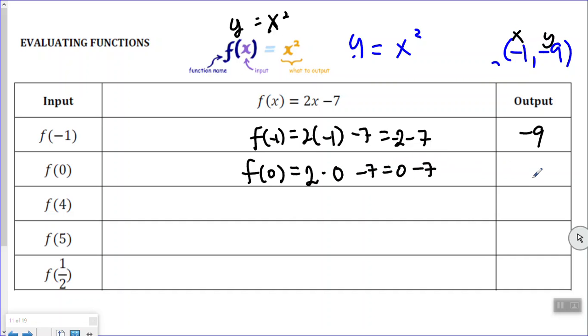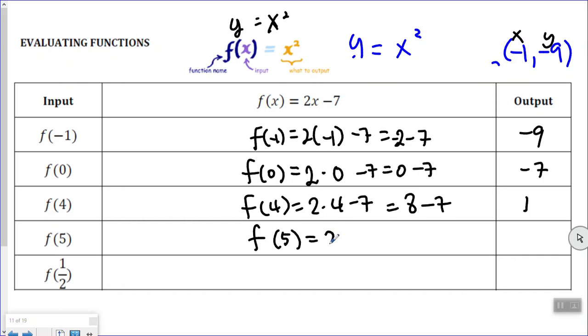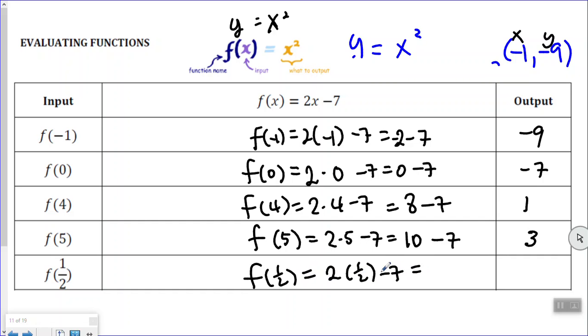0 minus 7 is negative 7. f of 4: 2 times 4 minus 7, which is 1. f of 5: 2 times 5 minus 7. 2 times 5 is 10, minus 7 is 3. f of 1/2: plug 1/2 in for x. 2 times 1/2 is 1, minus 7 is negative 6.